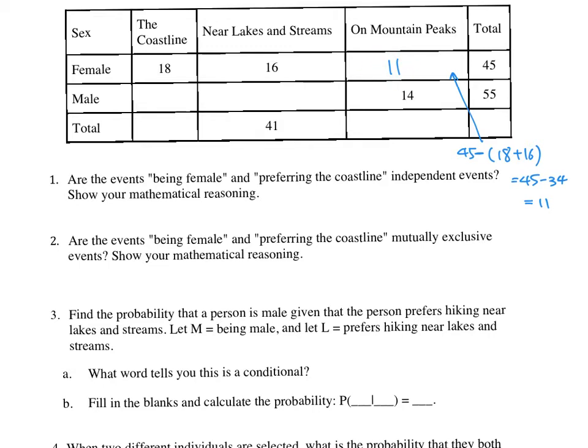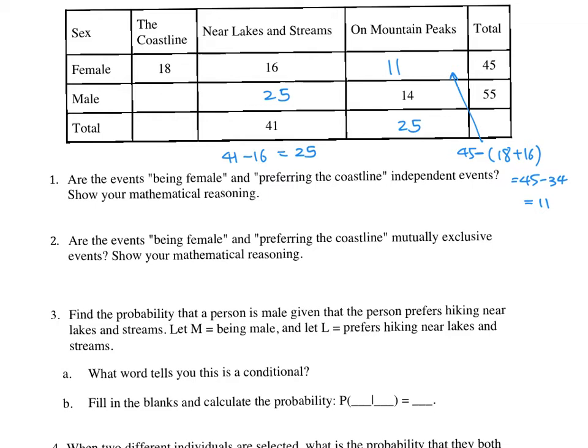And I use the same concept here. On the mountain peaks, there's 11 female, 14 males. That means it should be a total of 25 people right there. Same here for the lake and stream male. We have 16 females, and I don't know how many males, but they have to add up to 41. So I can do 41 minus 16. So that gives you 25. So it must have been 25 people here, right?